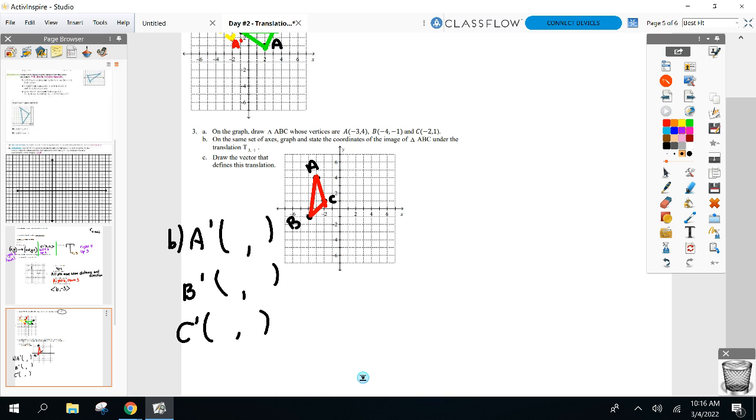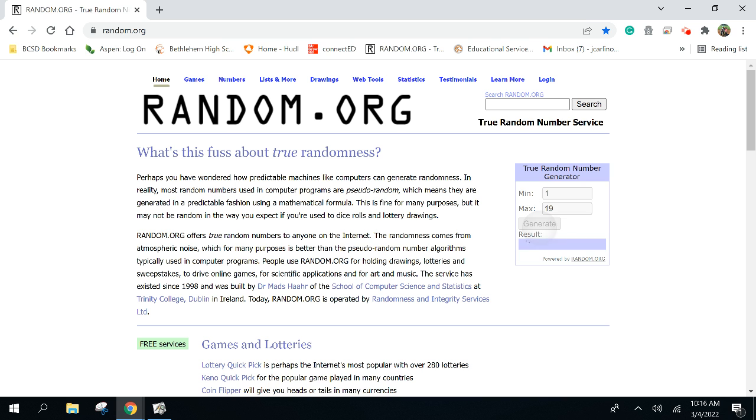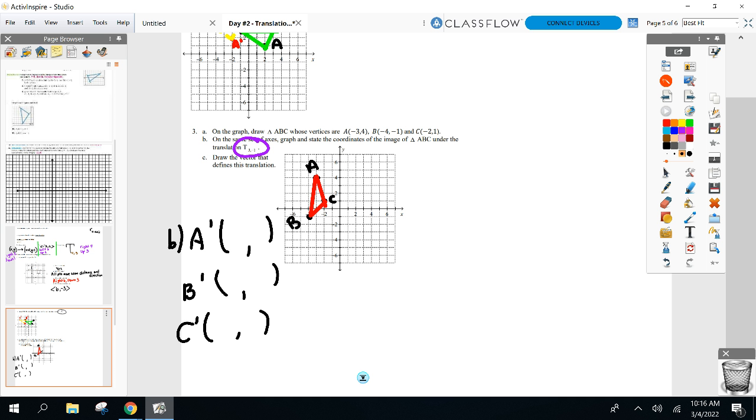I also need to ask somebody before we start, what does this mean? Capital T with a subscript of 3, -1. What am I asking you to do to all the points? Move them to the right 3 and then move them down by 1. Right 3, down 1. Go ahead, everybody. And then we'll talk about part C.